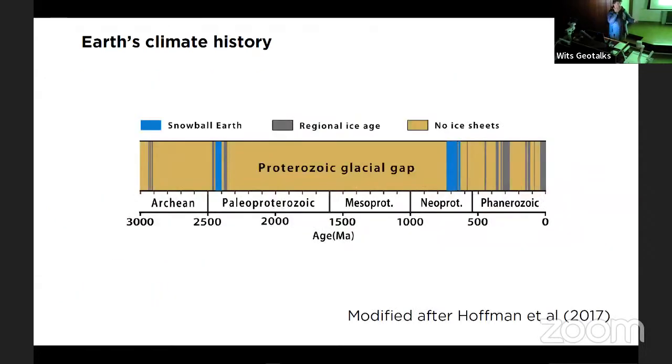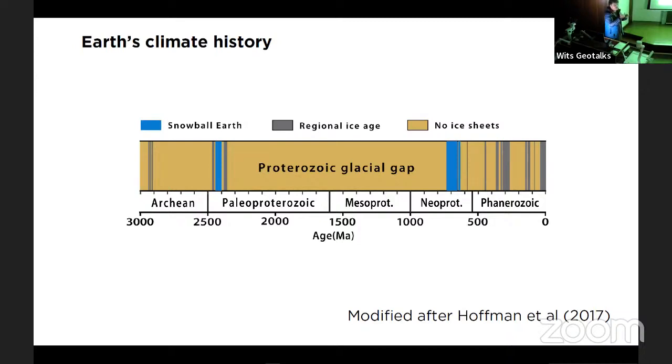So this kind of, are we hot or are we cold distinction has led to figures like this, right? This is a figure by Paul Hoffman, who's basically saying, if we look at the last 3 billion years of Earth history, do we see the presence of glaciers or not? And that's basically the three categories we're allowed, right? Is there apparently no presence of ice, and we must be in a greenhouse environment? Is there perhaps regional ice coverage, right?